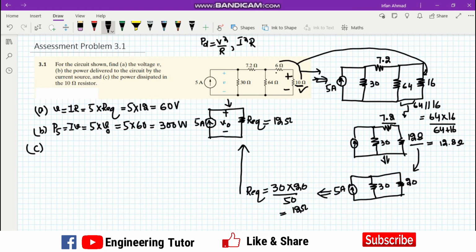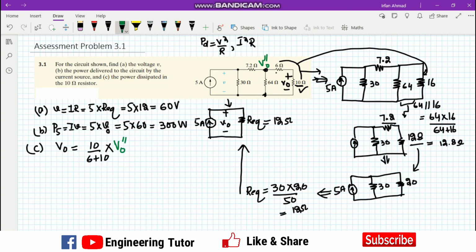So we have to calculate the value of V naught, which is here. So now to find out the value of V naught, we will use the current divider law, which is this 10 divided by 6 plus 10 multiplied by the voltage, which is here. So let me call it V naught double prime. We have to find out the value of V naught double prime. But the hurdle now is that we don't know the value of V naught double prime. So first of all, we have to find out the value of V naught double prime.